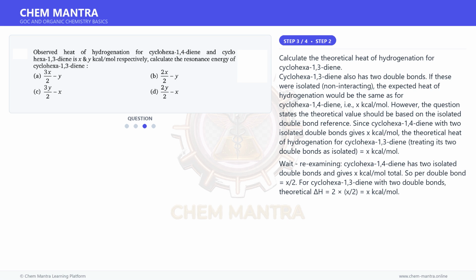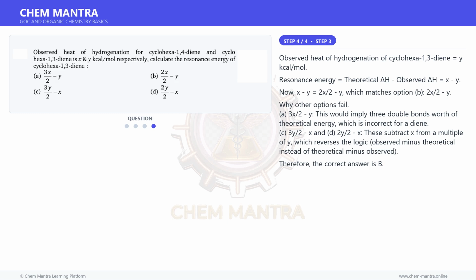Re-examining, cyclohexa-1,4-diene has two isolated double bonds and gives x kcal/mol total. So per double bond is equal to x/2. For cyclohexa-1,3-diene with two double bonds, theoretical ΔH is equal to 2 times x/2, which is x kcal/mol. And for the final step, the observed heat of hydrogenation of cyclohexa-1,3-diene is equal to y kcal/mol.